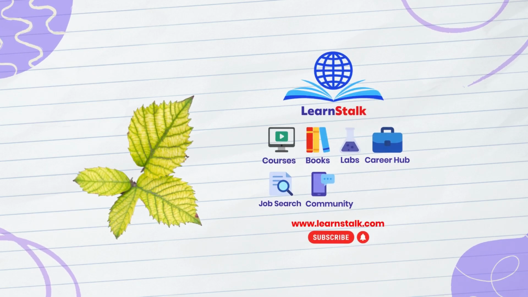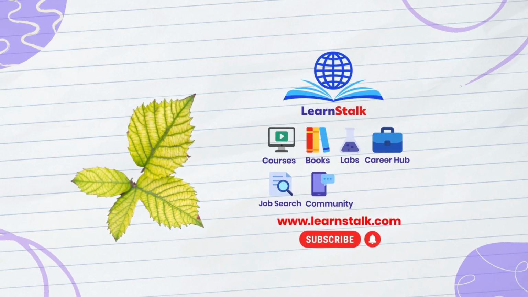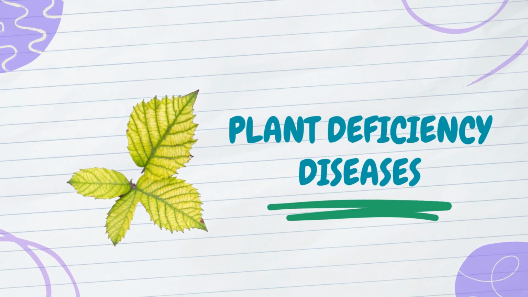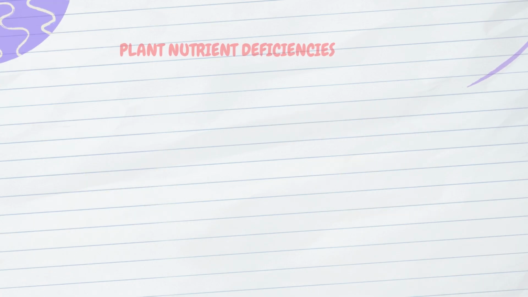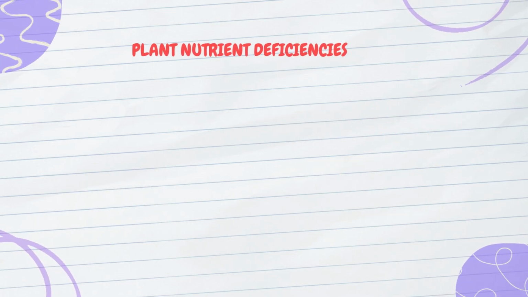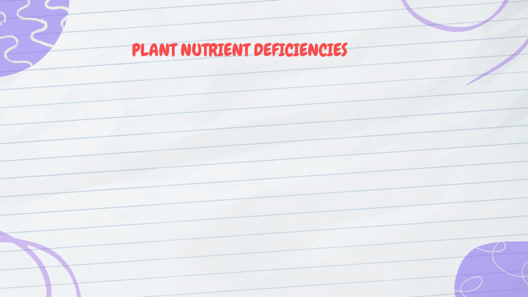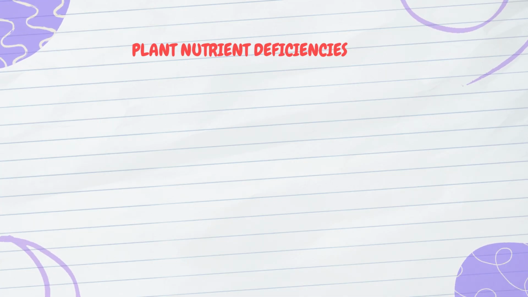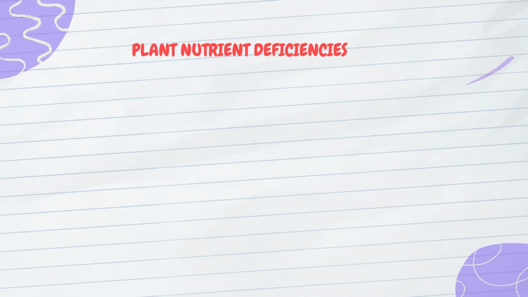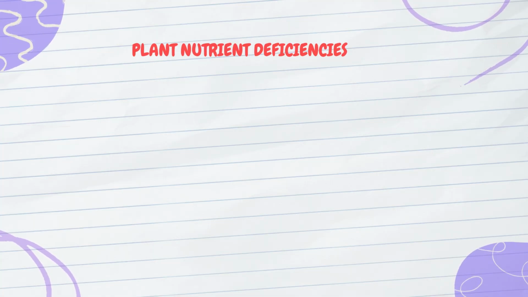Imagine growing a plant for weeks, only to watch its leaves turn yellow, curl, or even die. These symptoms are secret messages from the plant. Let's break them down. Plant nutrient deficiencies can lead to a variety of diseases or disorders in plants, each associated with a lack of a specific nutrient. The following are some diseases and disorders related to common nutrient deficiencies in plants.